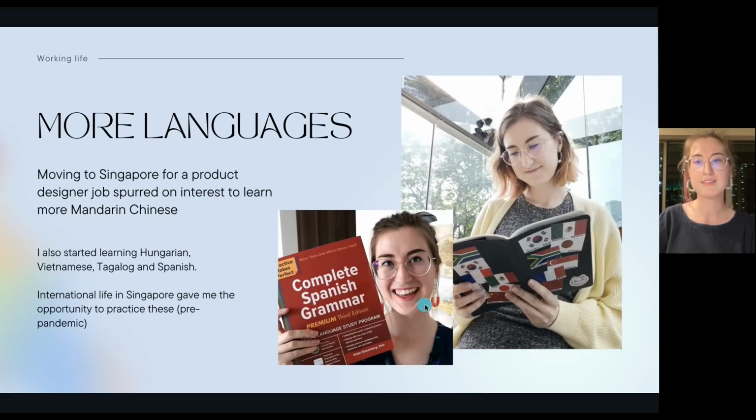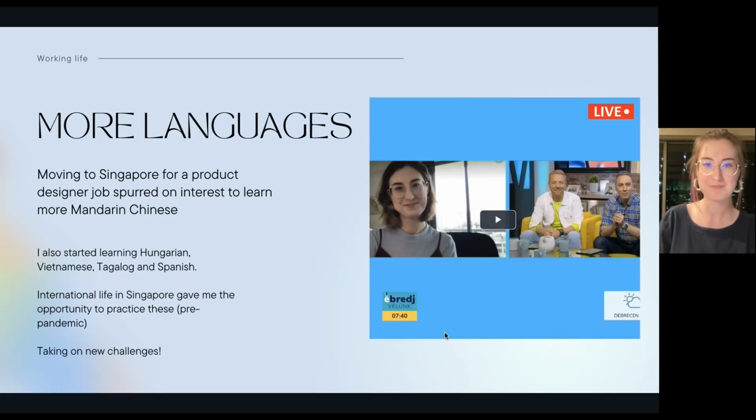But as Singapore has it, it's quite an international place. There's a lot of language exchange meetups pre-COVID. So I sort of fell into the linguistic snowball trap of picking up Hungarian, Vietnamese, Tagalog, and Spanish. Remember at the start, I said, oh, I'm never going to learn Spanish. Well, yes, never say never, because I'm completely obsessed with learning Spanish at the moment.